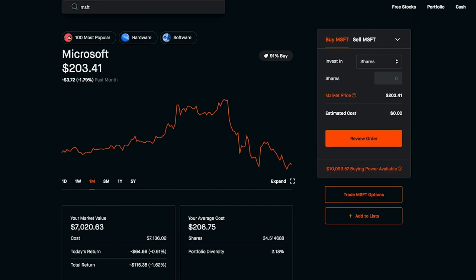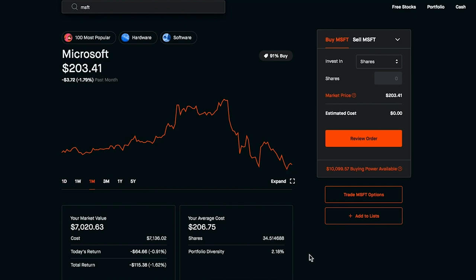The next stock on my watch list and my buy list is definitely Microsoft. Microsoft's currently at $203.41, and my average share cost right now is $206.75. We were able to lower this quite a bit over the last few days because Microsoft really sold off. I mean, Microsoft was basically trading at around $200 just a few days ago.